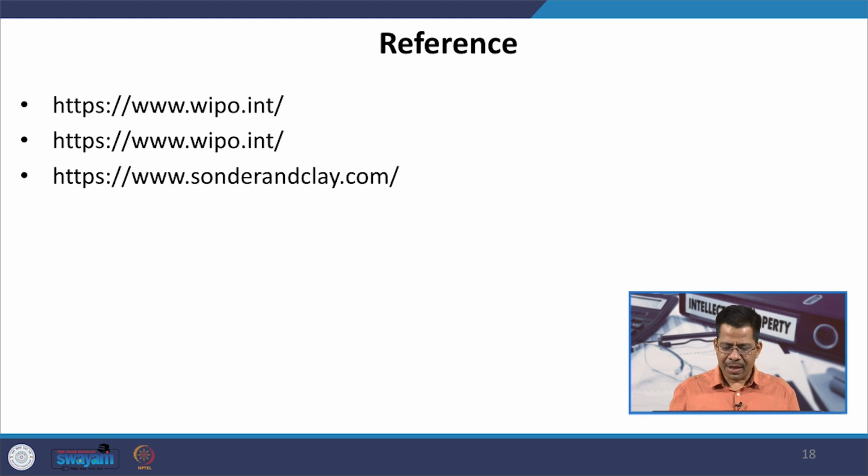And with this we come to the end of this particular session, where we understood what is IP audit, what are the different types of IP audit, what is the process of doing the IP audit, and what types of information you are going to get from this IP audit activities. So, with this we conclude this particular session.